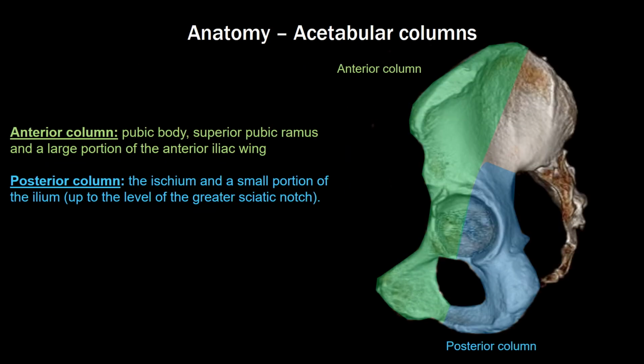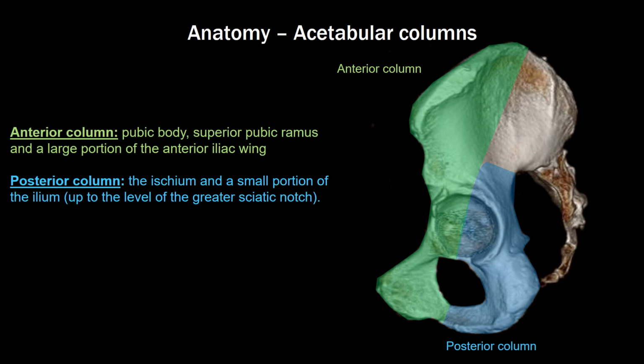So the columns themselves, here they are, I've shaded them, the anterior column in green and the posterior column in blue. So the anterior column is going to be the pubic body, superior pubic ramus, and this large portion of the anterior iliac wing. The posterior column is just the ischium, and it only actually involves a small portion of the ilium just up to here at the greater sciatic notch.